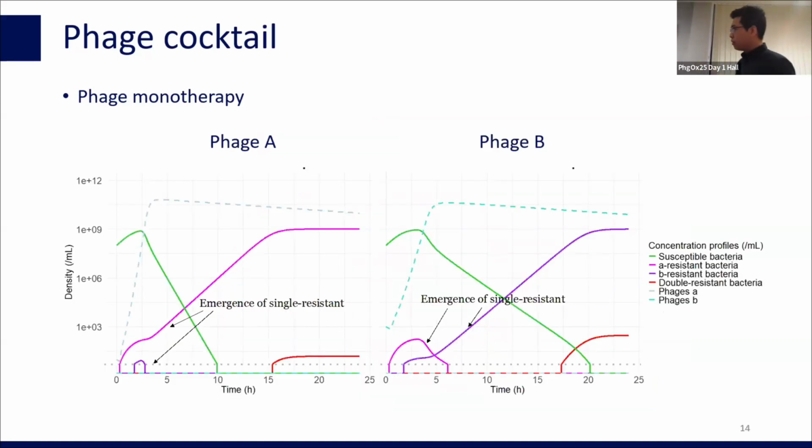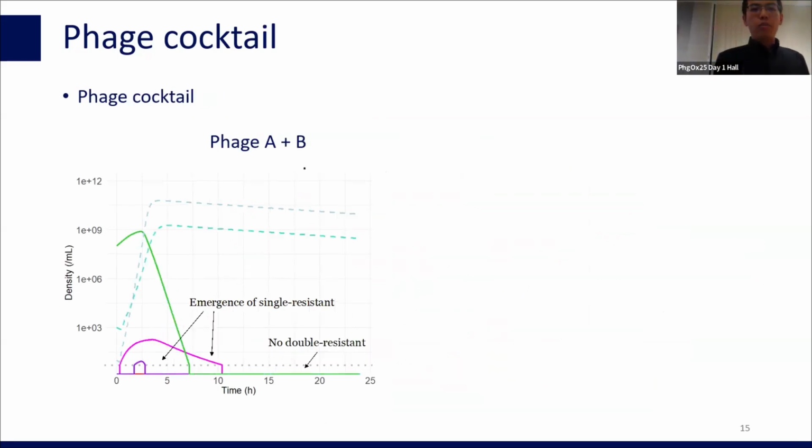Okay, let's quickly look at the phage monotherapy first a little bit. So phage A and phage B. So this line and this line show the phage-resistant bacteria. So we see that for phage A and phage B monotherapy, they both fail, right, in this case. Now, if we give them both, we see indeed the bacteria density is all sort of eliminated. It's all declining, and eventually it's fully eliminated. So it's a successful treatment.